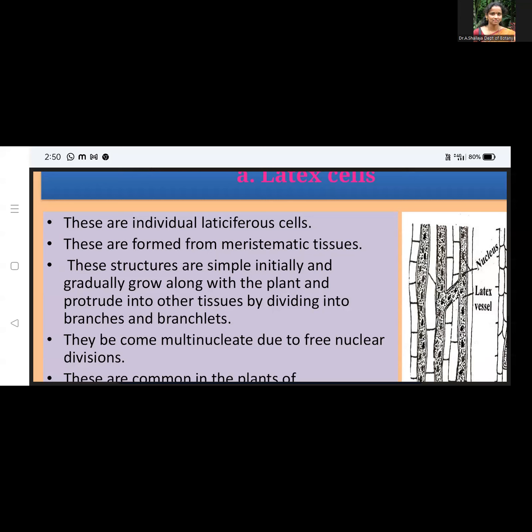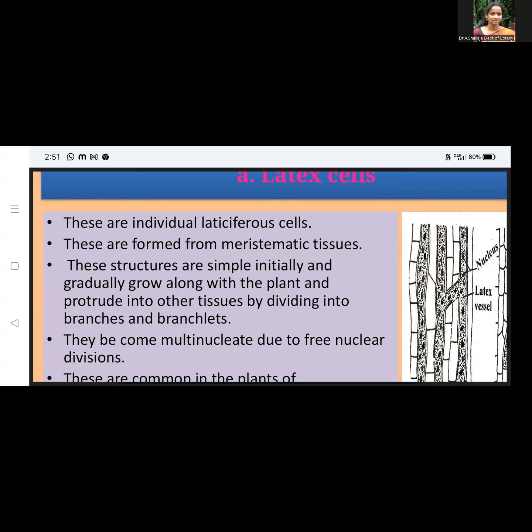Latex is a viscous fluid and is colloidal in nature. A number of organic substances like carbohydrates, organic acids, alkaloids, terpenes, gums, enzymes, rubber, all remain suspended in the matrix of watery fluid. In Euphorbia milii, we observe that dumbbell-shaped starch grains occur in the latex.